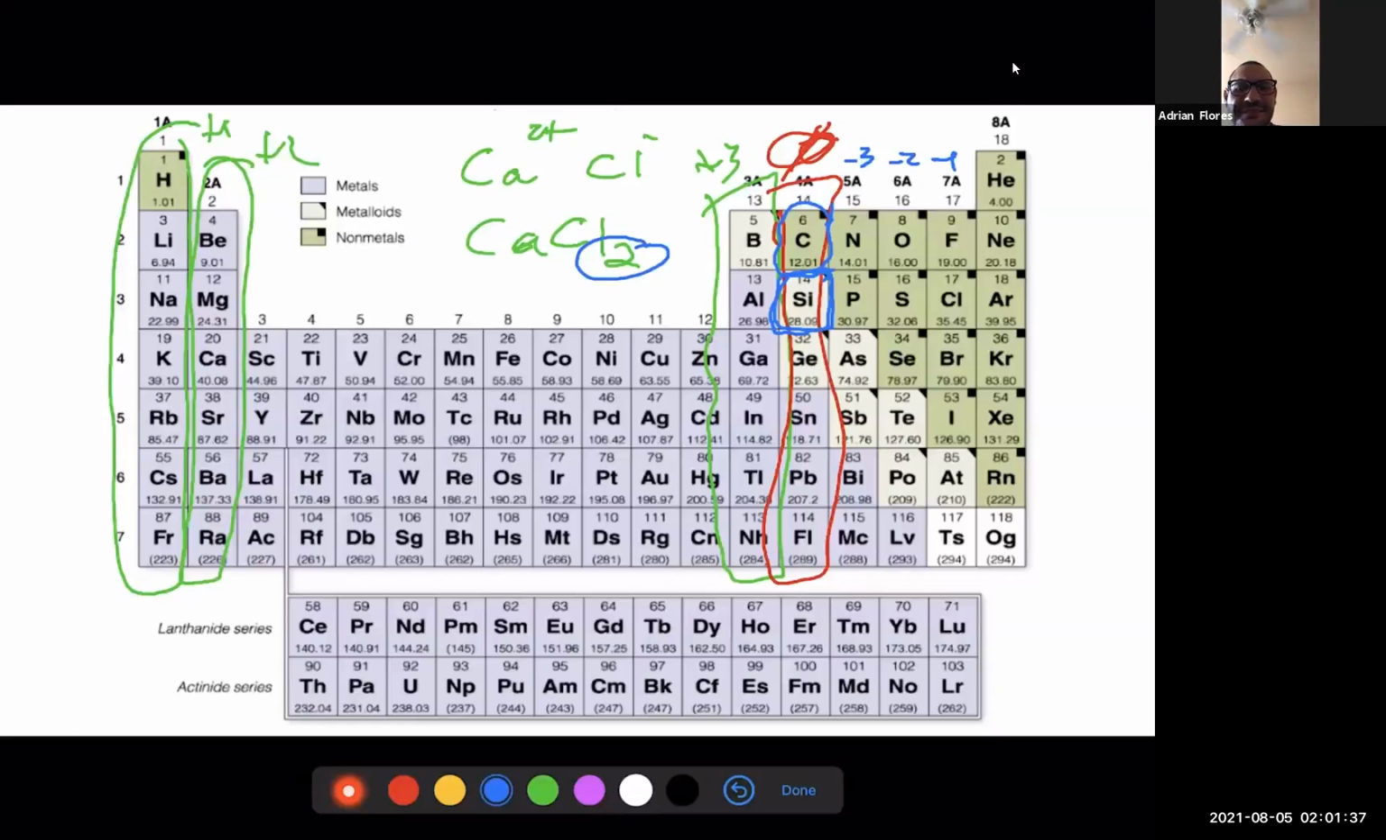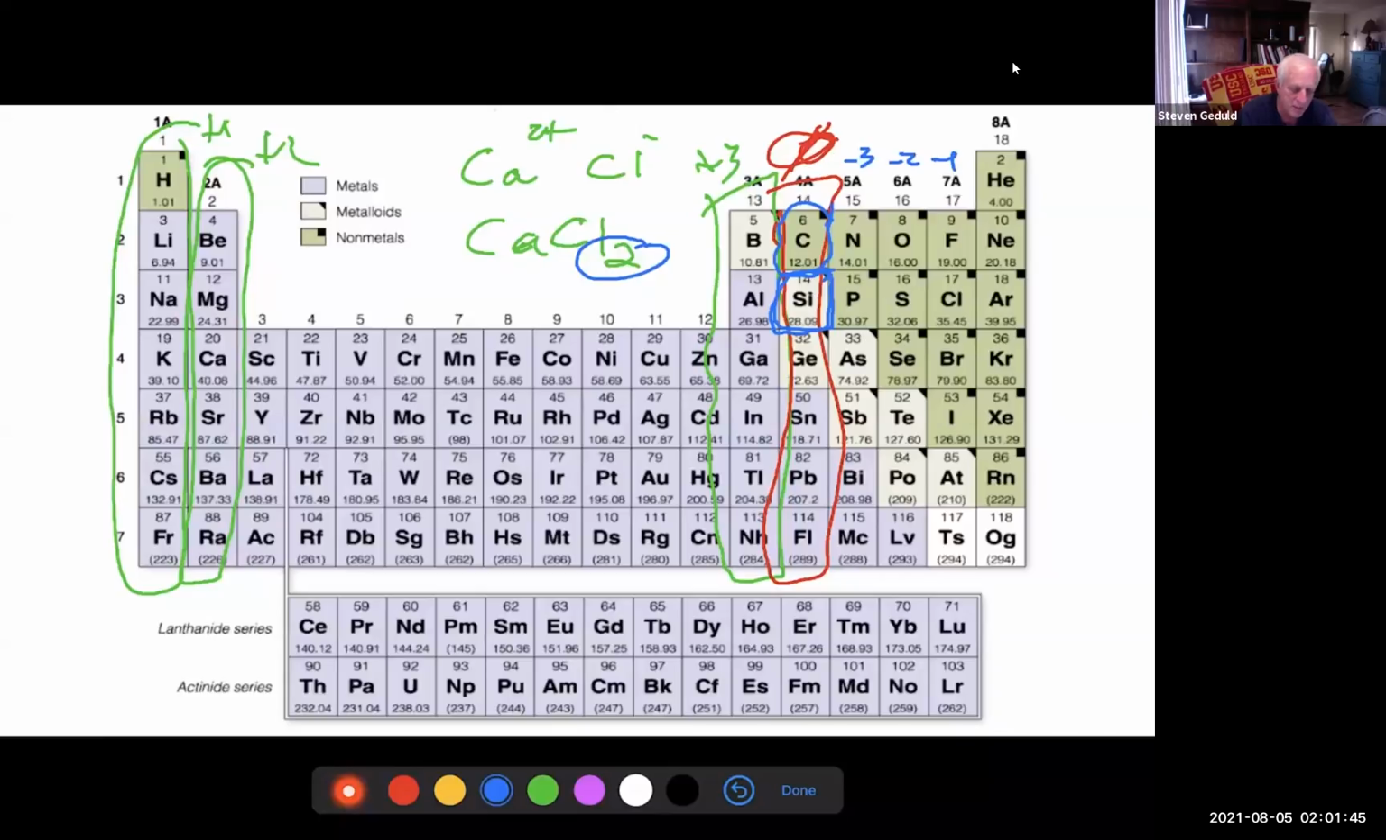So you're getting everything. So let's look at our periodic table and let's name a couple of these. Okay, so that's how to do ionic compounds.